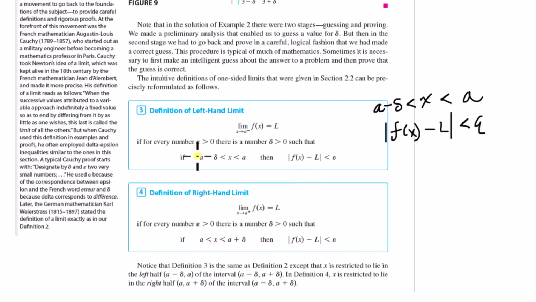Okay, and then the right-handed limit is the exact same idea as the left-handed limit. It's the exact same output interval. You have the exact same output inequality. It's just that the input inequality is roping off x values from above the limit point, right? Any x that's greater than a but not equal to a, and less than but not equal to delta away from a. It's the same exact idea.